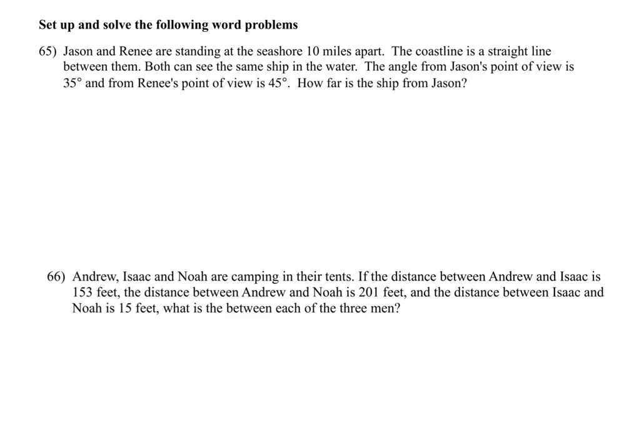Okay, I've picked 2 word problems to solve here, just so you can see how we're setting up. So we have Jason and Renee. They are on a seashore, and they are 10 miles apart. And so they've given us this measurement here. They can see the same ship in the water. The angle from Jason's point of view is 35, and the angle from Renee's point of view is 45.